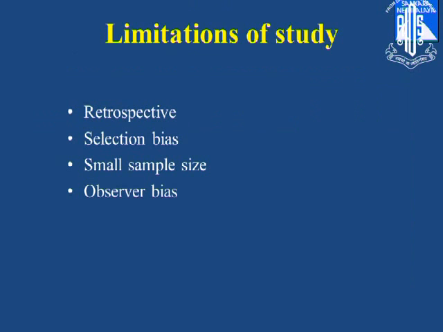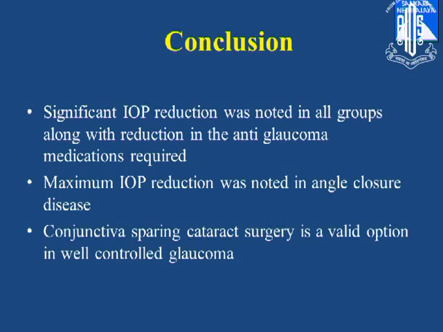The limitations of our study were that it was a retrospective study, subjected to selection bias, and had a small sample size. All the measurements were taken only once by different surgeons at different timings, subjected to observer bias. Conclusion: significant IOP reduction was noted in all groups along with reduction in anti-glaucoma medications required. Maximum intraocular pressure drop was noted in angle closure disease. Conjunctiva sparing cataract surgery is a valid option in well-controlled glaucoma.